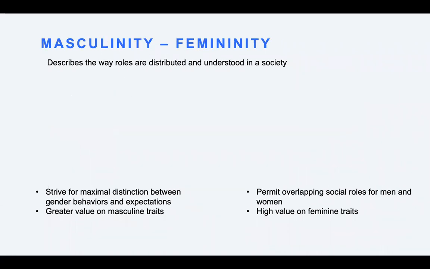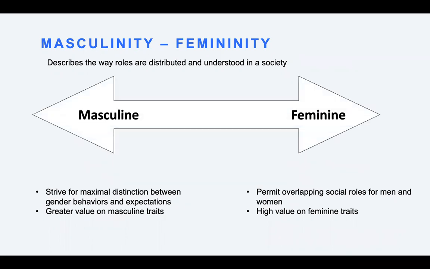The next dimension is masculinity and femininity. In masculine cultures, people strive for maximal distinction between gender behaviors and expectations, and a greater value is placed on masculine traits. Cultures labeled as feminine are those that permit more overlapping social roles and place a high value on feminine traits. The masculinity-femininity dimension is definitely the most outdated cultural dimension.